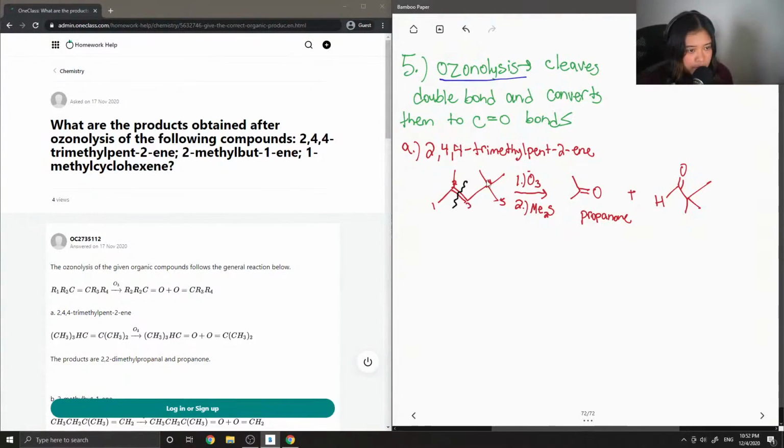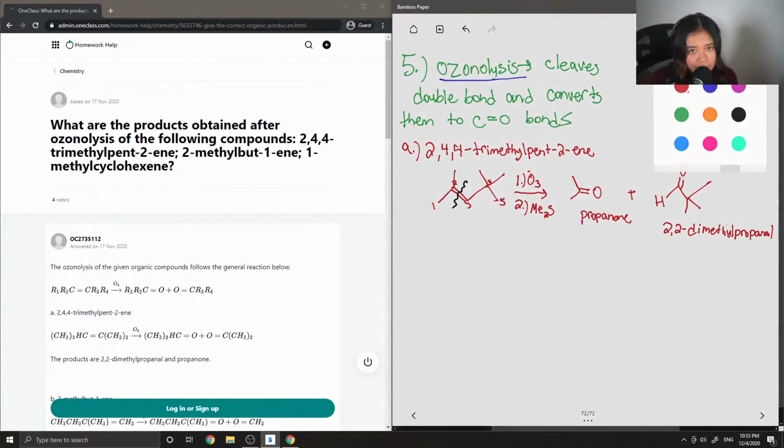So there's 1, 2, 3, 4, 5, 2, 3, 4, 5. Okay, so the name of this is 2,2-dimethyl propanol. Okay, so notice where I cleaved the double bond. This is where the newly formed carbonyl groups are placed.